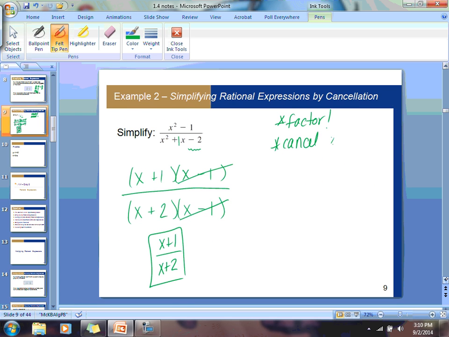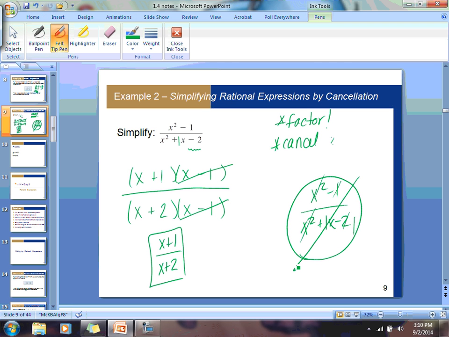But a lot of times when students see problems like this, they want to take the x squared minus 1 and the x squared plus 1x minus 2, and they say, oh, there's an x squared and an x squared, and they cancel those off. Or they say, oh, 1 minus 2, that's a 1. And they keep doing all kinds of illegal cancelization. So that is what not to do. You have to factor first before you can cancel out any like factors.